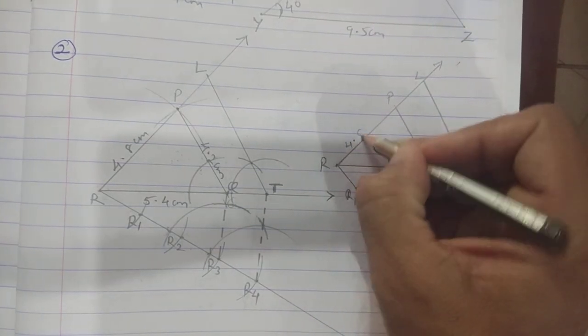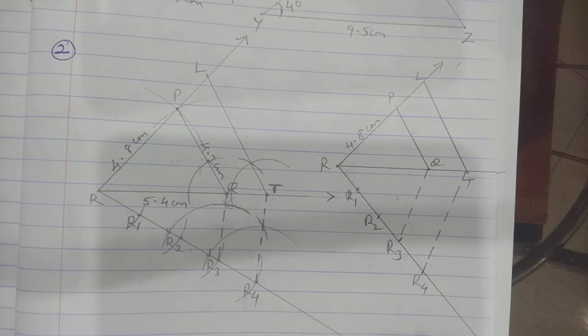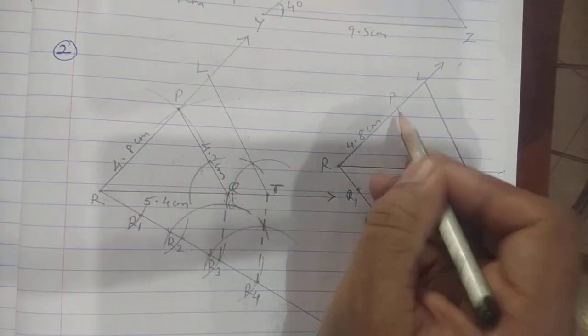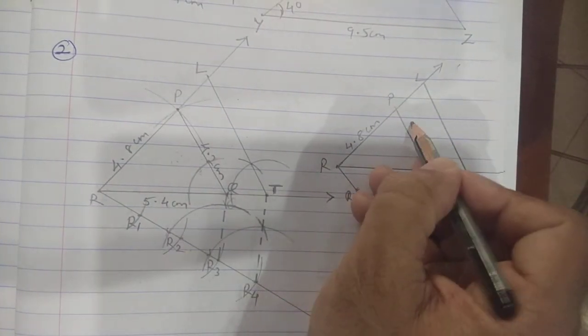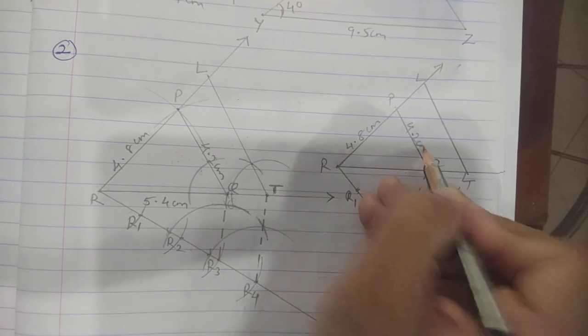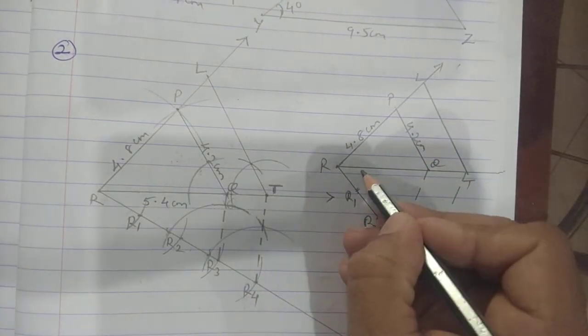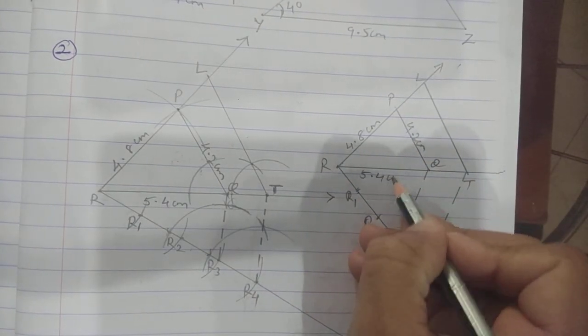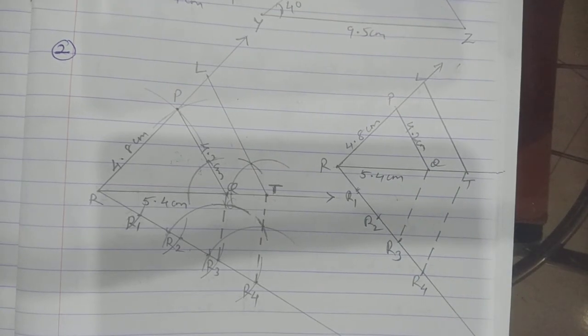And write the length here, 4.8 centimeter. It was PR, right? Then PQ is 4.2 centimeter and this is 5.4 centimeter. This way you will draw your rough diagram. Understood? So this is the construction of question number 2.